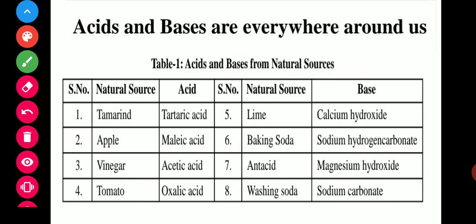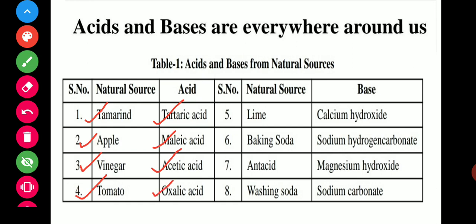So first we see, around us, acids and bases, some natural sources. First of all, acids. How can we see these acids? First is tamarind, it contains tartaric acid. Second one is apple, it contains malic acid. Third one is vinegar, it is acetic acid. And last is tomato, which has oxalic acid.